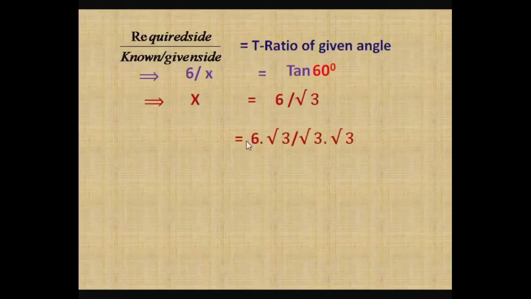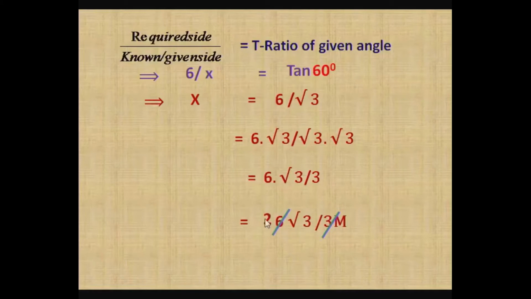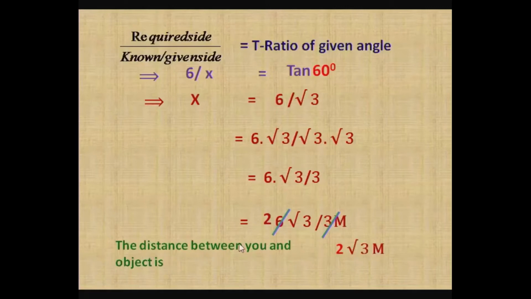Here, what I am doing is multiplying numerator and denominator by root 3. Hence, 6 root 3 by root 3 into root 3 is 6 root 3 by 3. We can cancel 6 by 3, 3 ones are 3, 3 twos are 6. This is 2 root 3, the distance between you and the object.